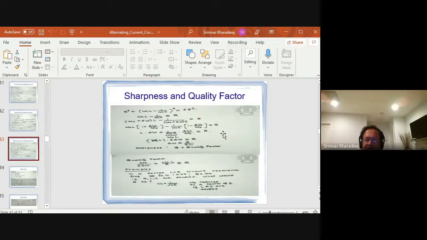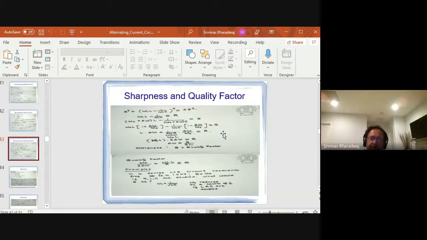The sharpness, or quality factor, is omega naught, the frequency there, divided by the bandwidth. So omega naught divided by the bandwidth gives you Q. Because delta omega is R by 2L, omega naught by 2 delta omega, the 2's cancel, therefore you have omega naught L by R. That gives you the quality factor.